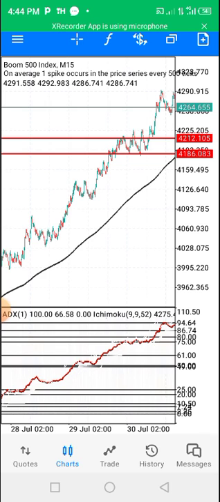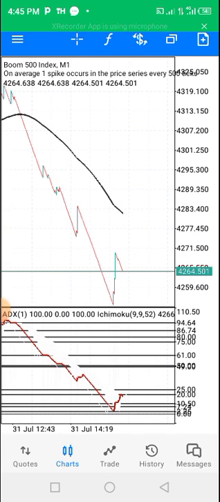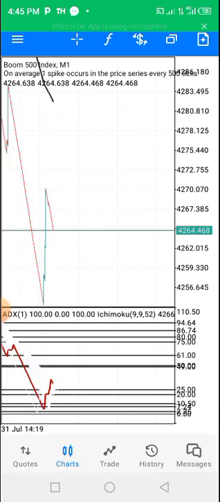So after the analysis and confirmation, you now have to move down to your 1-minute time frame for your entry. This is our 1-minute time frame, and the zoom level you'll be needing here is zoom level 2. So you just have to move your zoom to level 2.